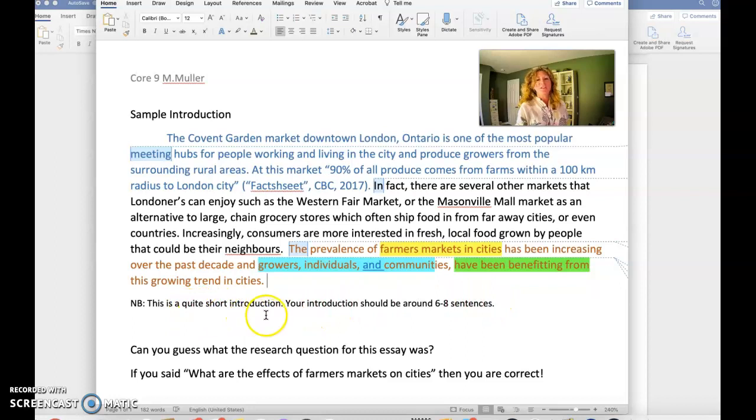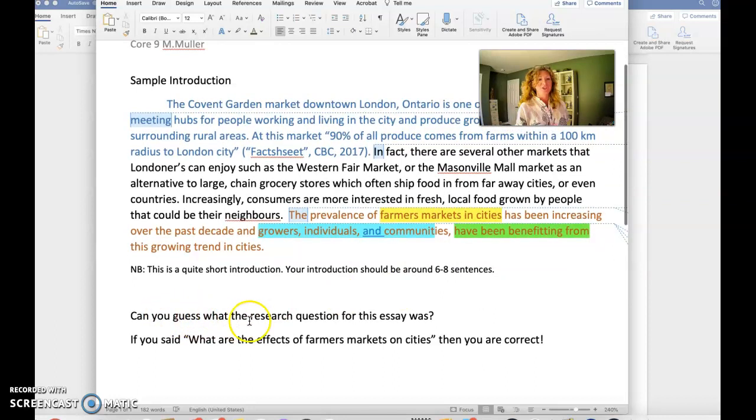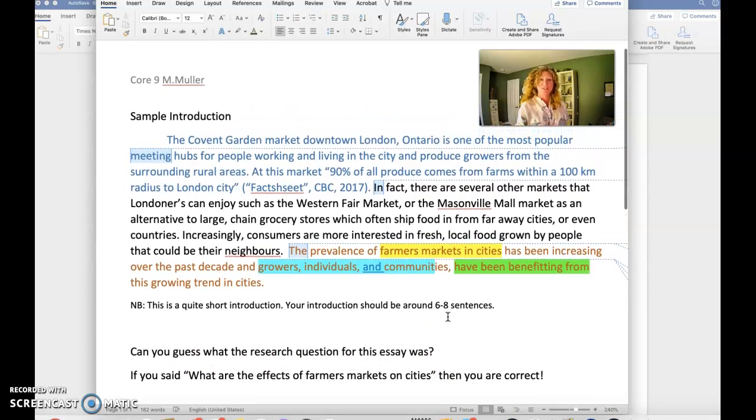Note that this is quite a short introduction. Yours might be a little bit longer. In fact, I do expect it to be a little longer. And in 1 minute, I'm going to show you a student sample, okay? Can you guess what the research question for this essay was? Well, I think if you said, what are the effects of farmers markets on cities, then you're correct.